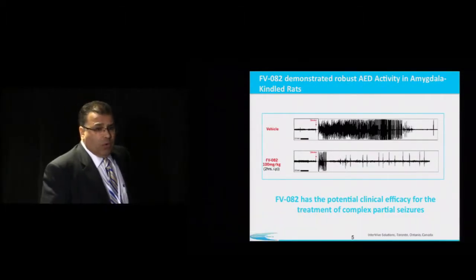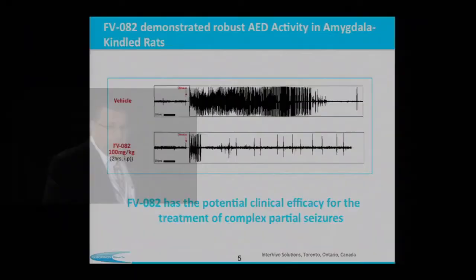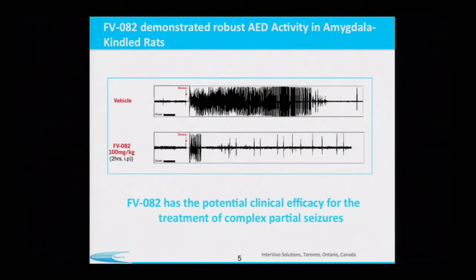One of the models I put here is the amygdala kindling in a rat, and this model was run at University of Toronto, and the drug works beautifully with a dose response, which was between 30 and 100 mg per kg. As you can see from this slide, FV082 has worked in this model, and as we all know, the amygdala kindling is a model which really would predict the clinical efficacy for the treatment of complex partial seizure.